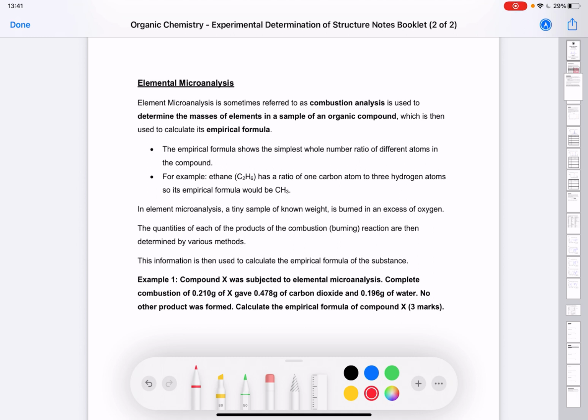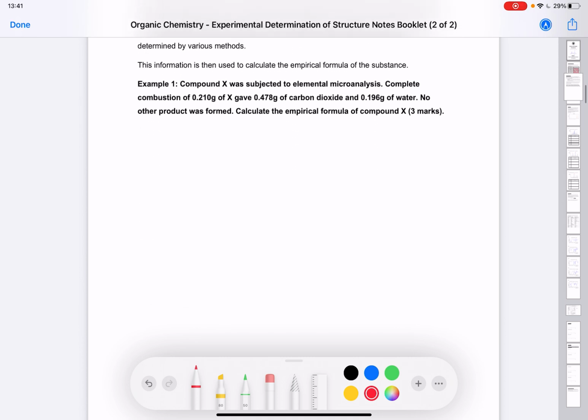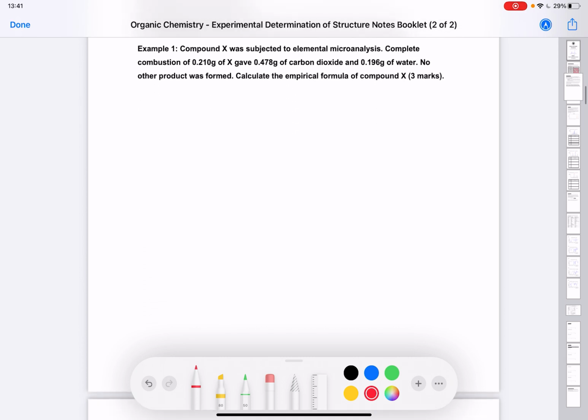So if we look at a little example of how we're going to do this, it says compound X was subjected to elemental microanalysis. Complete combustion of 0.210 grams of X gave 0.478 grams of carbon dioxide and 0.196 grams of water. No other product was formed. Calculate the empirical formula of compound X.